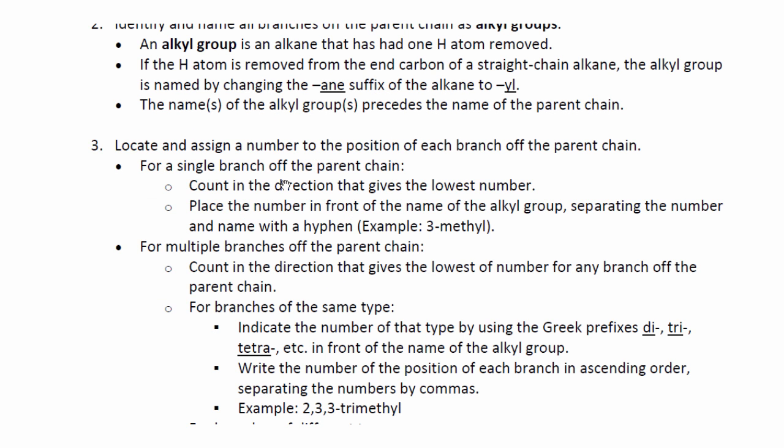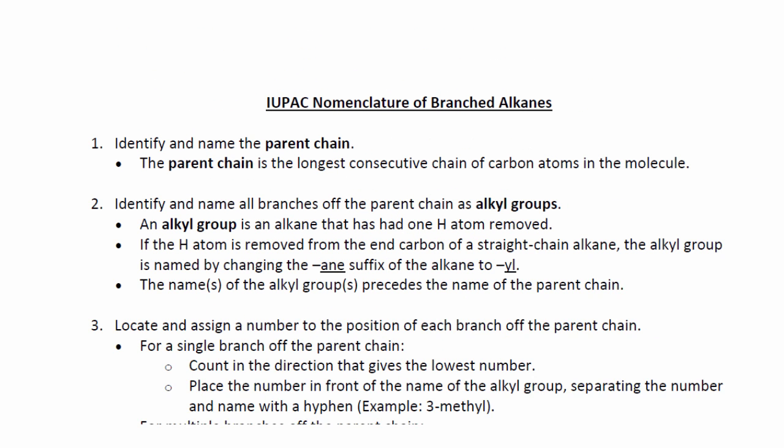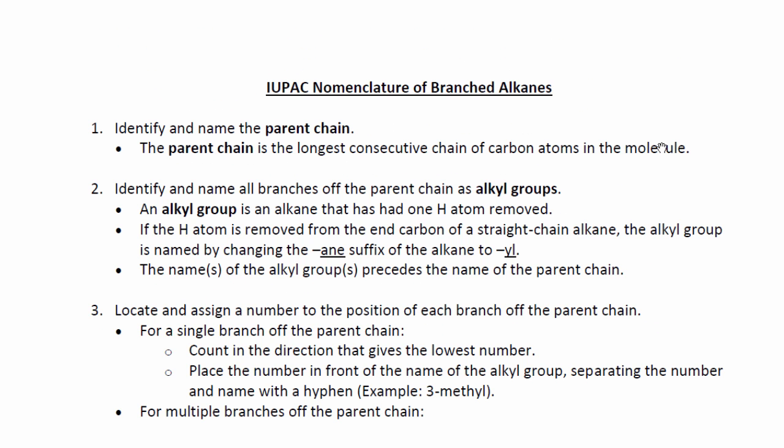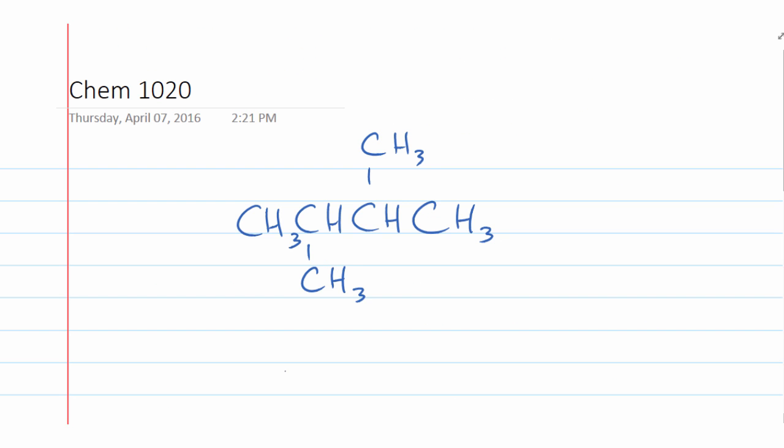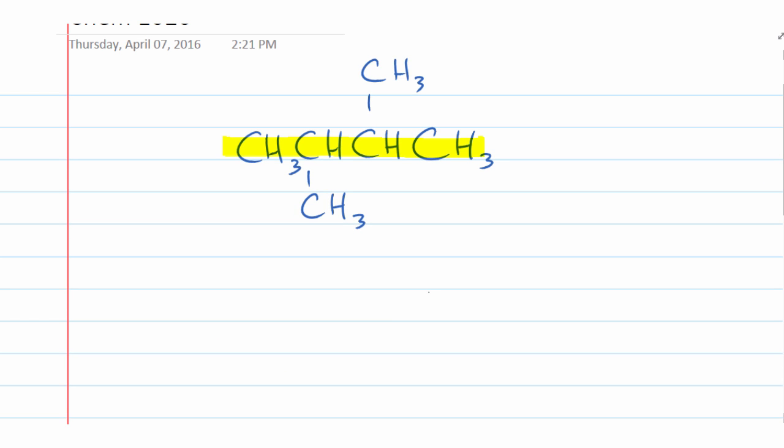Then to arrive at the name, we followed the same sequence as before. We identify and name the parent chain. So in this case here, the parent chain has how many carbon atoms? And the name of a 4-carbon alkane would be butane. Butane. And then, as we've established before, we have how many branches off of this parent chain? 2. There's 2. Each of these branches has how many carbons?